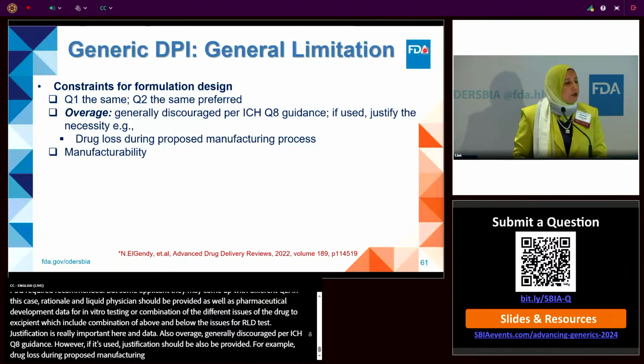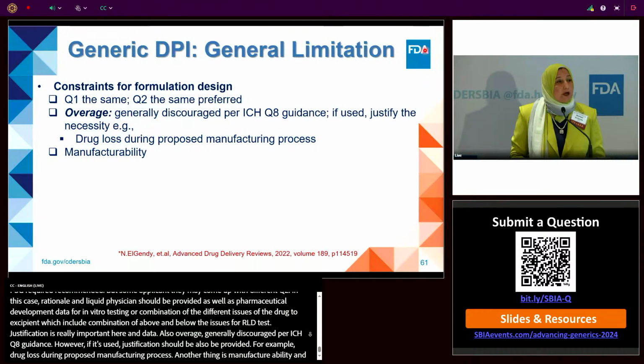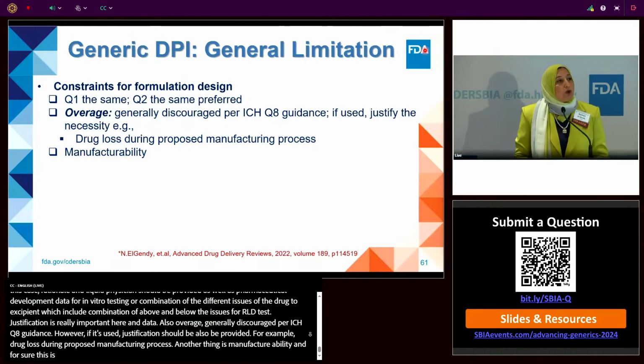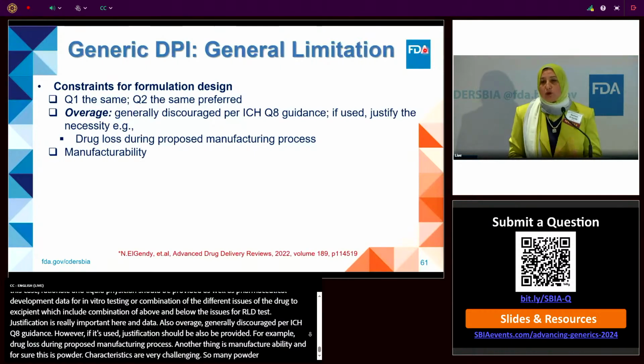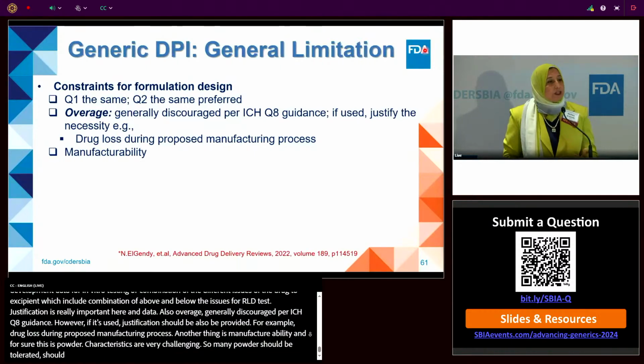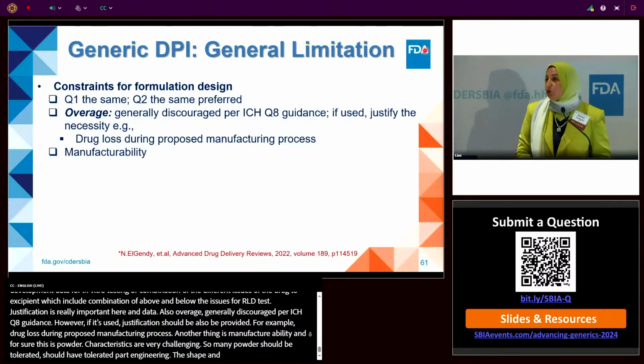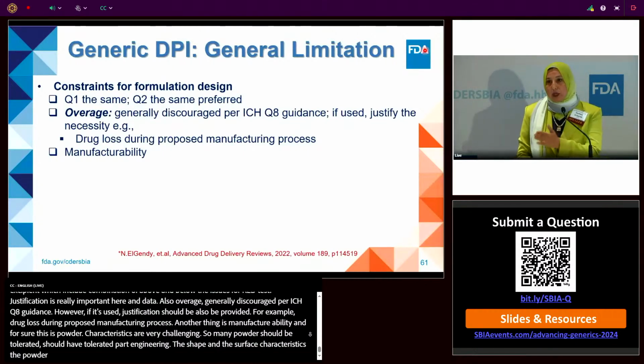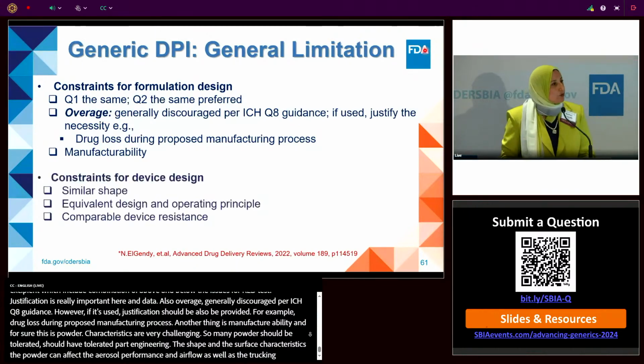Another thing is the manufacturability, and for sure, this is powder. Powder characteristics are very challenging. So many powders should have a tolerated particle engineering. The shape and the surface characteristics of the powder can affect the aerosol performance and the airflow, as well as the drug release. Another constraint for the DPI, specifically for the capsule-based, is the device.